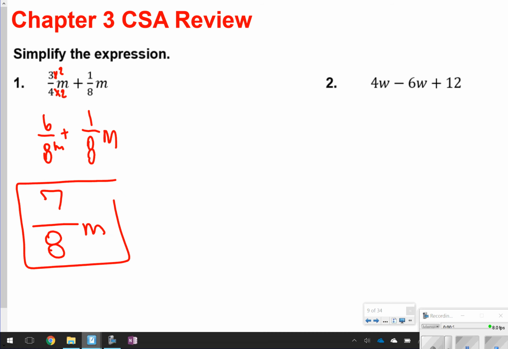Number 2, the two things that I can combine here is 4w and negative 6w. Those are going to give me negative 2w, and then I'm just going to add 12.